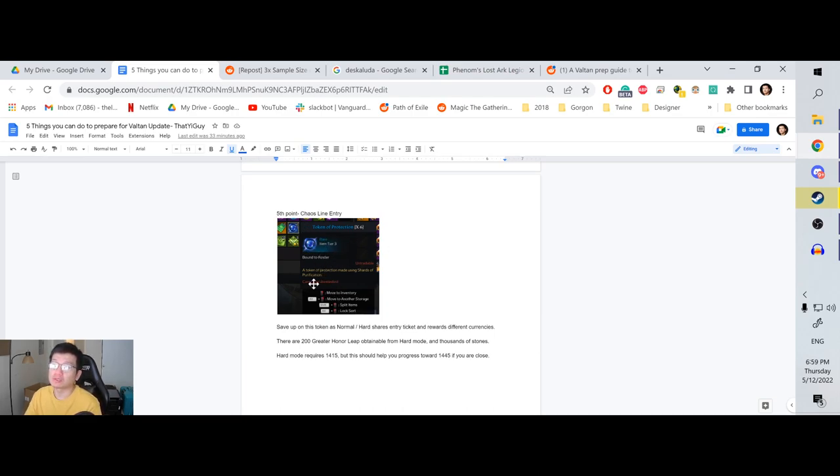If you don't need to spend the tokens right now, you could save them because you only get 2 per week, and normal and hard will use the same tokens but give you different currencies.